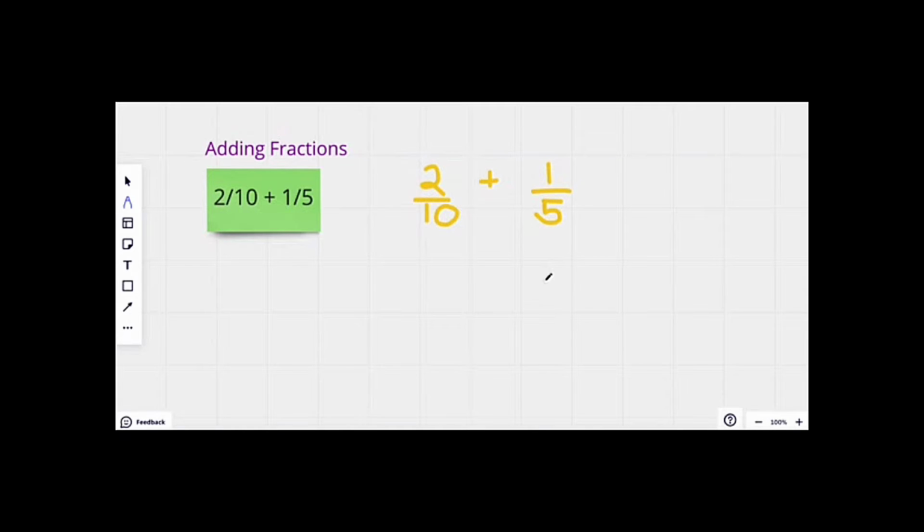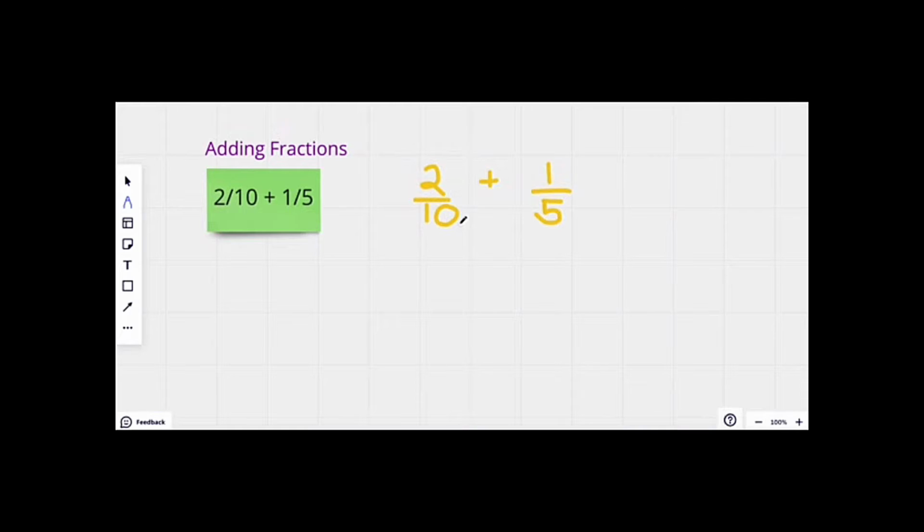Okay, so when we look at these, we see that we have two different denominators, and we need to make them the same in order for us to add the fraction. So I usually like to look at the lowest one. So when you look at both numbers, take a look at your lowest number and ask yourself, is there anything that I can multiply the 5 to that will give me 10? So can I multiply 5 times something that will give me 10? That is the easiest way to start.